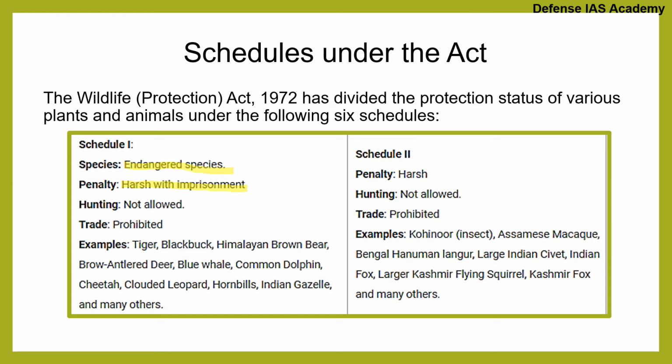Trading is also prohibited, and examples of some animals that come under this list are the Kohinoor, which is an insect, then the Assamese macaque, the Bengal Hanuman langur, large Indian civet, Indian fox, larger Kashmir flying squirrel, then Kashmir fox and sperm whale, then Indian cobra, king cobra, and the salamander. All these are the list of animals that come under Schedule 2, where hunting and trading is strictly prohibited.